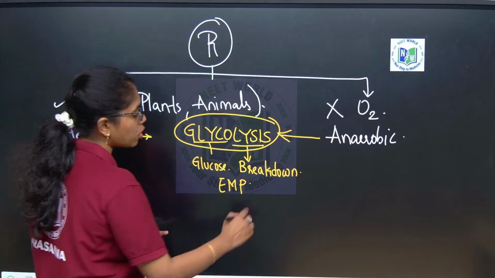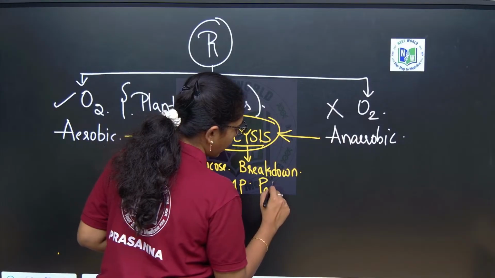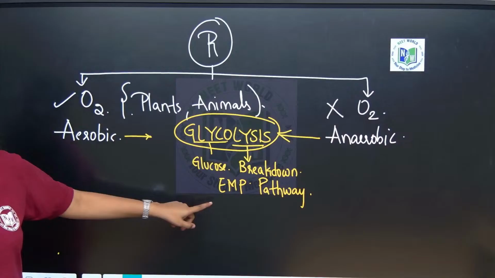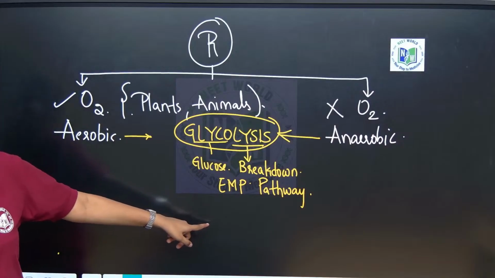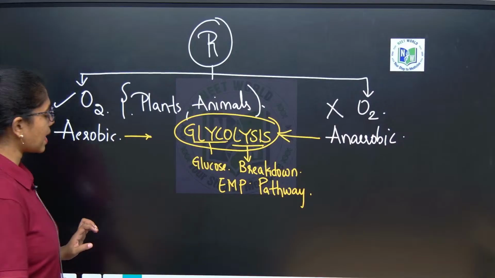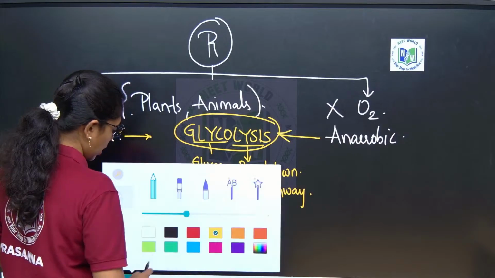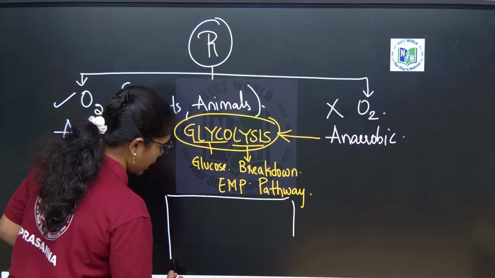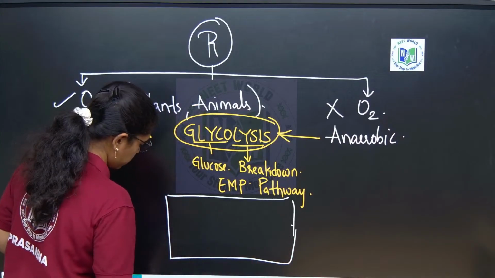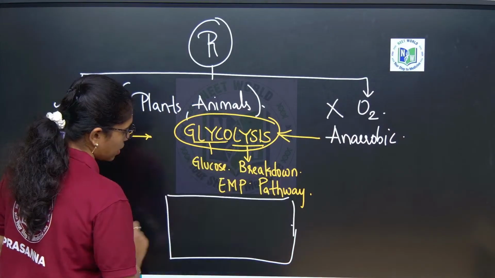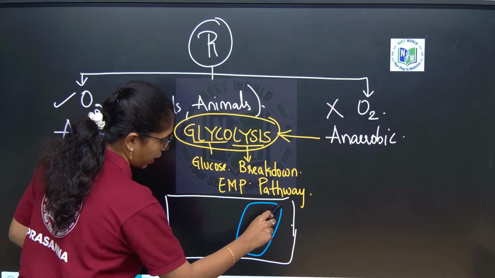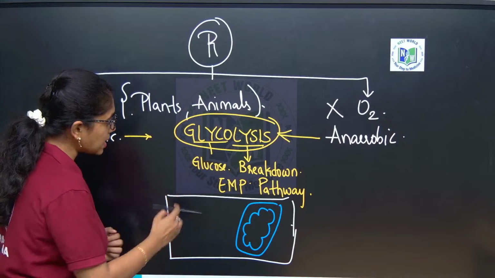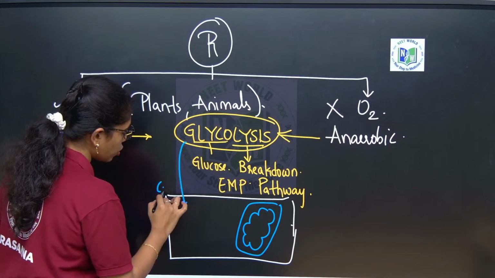Okay. It is also called the EMP pathway. Fine. And this is incomplete or partial oxidation of glucose. For example, if you consider this as a cell, and this is the cytoplasm and this is the mitochondria. Glycolysis happens inside the cytoplasm.